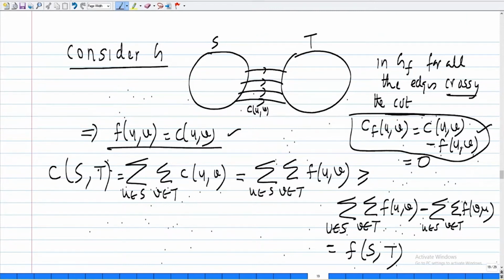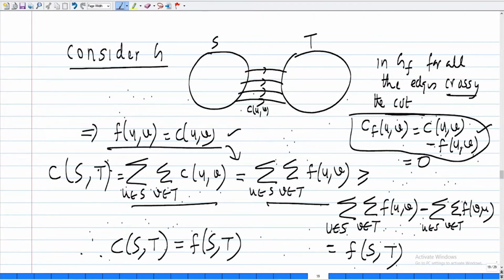Now you write this chain of implications. c(S, T) is equal to this by definition. This follows from this observation. And this is greater than or equal to the term where you subtract something more, and that is equal to f(S, T). Therefore, when you have a max flow and you take the special partition, the capacity of the cut is at least as large as the flow. Therefore, the capacity of this cut is equal to f(S, T). Fine. Yes, right.